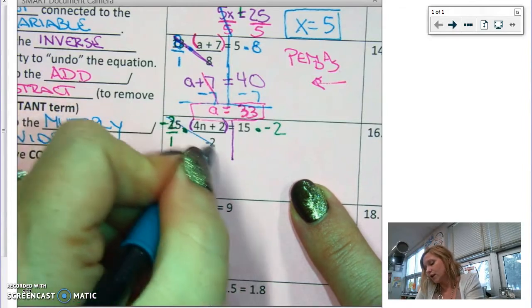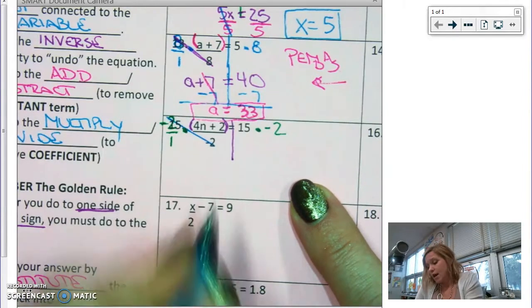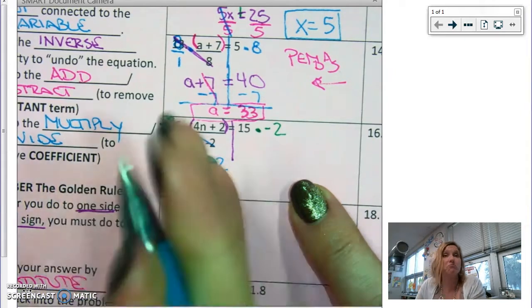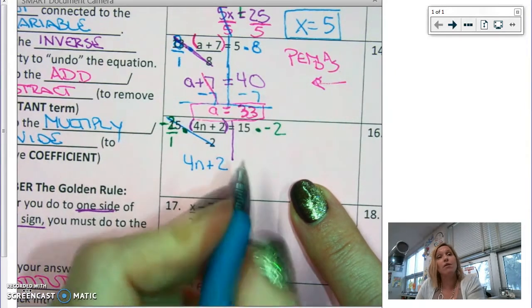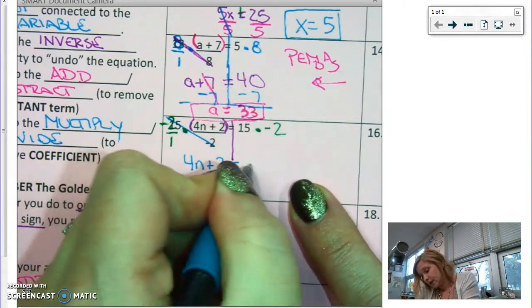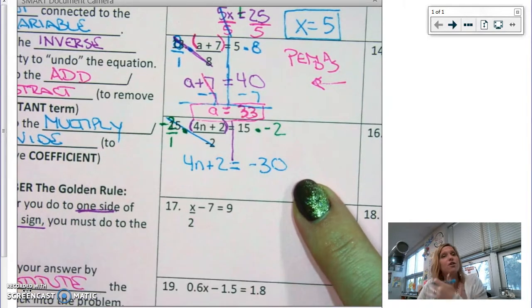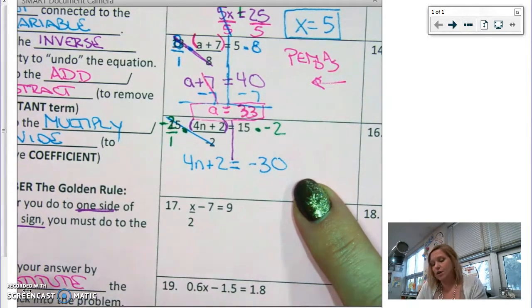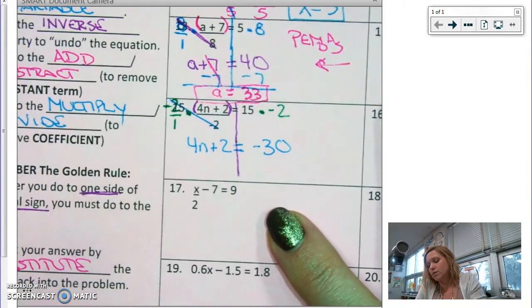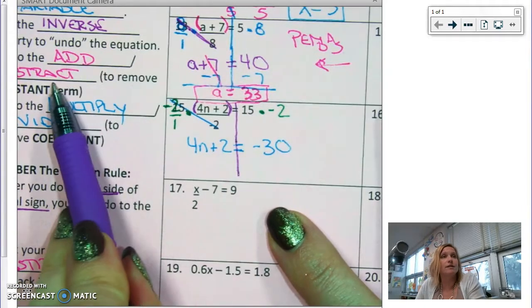Cancel. -2 over -2 turns to 1. And look again, the parentheses end up disappearing. They don't apply anymore. We just got rid of them all by itself. Equals 15 times -2, which is -30. And now you're left with a basic two-step equation that we need to finish up. So we are going to undo to get rid of the constant.